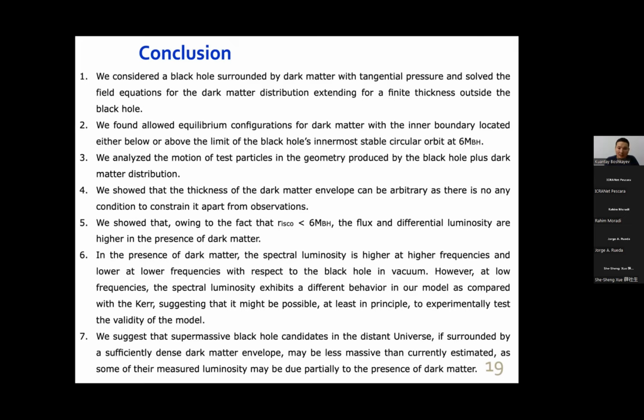And this one is related to the last picture that I showed you. In the presence of dark matter, the spectral luminosity is higher at higher frequencies and lower at lower frequencies with respect to the black hole in vacuum. But at low frequencies, the spectral luminosity shows a different behavior in our model as compared with the Kerr black hole, suggesting that it might be possible at least to test the validity of the model.